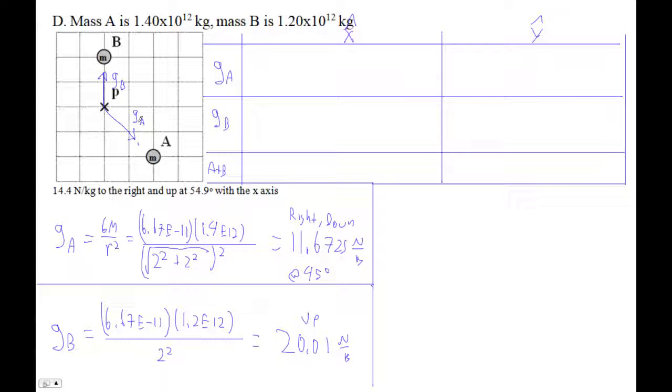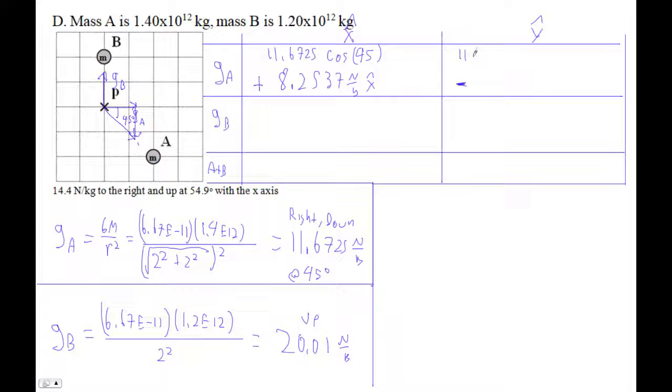I always check in, it's so easy to be on cruise control. So the X component is going to be positive because it's to the right. The Y component will be negative. This is 11.6725, and this angle's 45 degrees. Technically it's cos 45, although it doesn't really matter. So 11.6725 cos 45, and I get 8.2537 newtons per kilogram in the x direction.